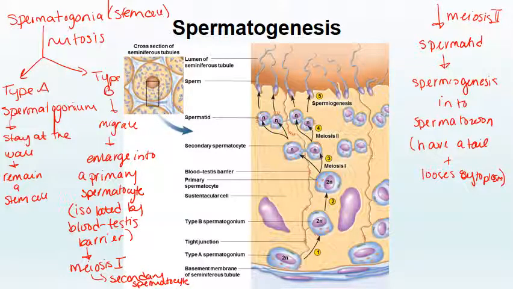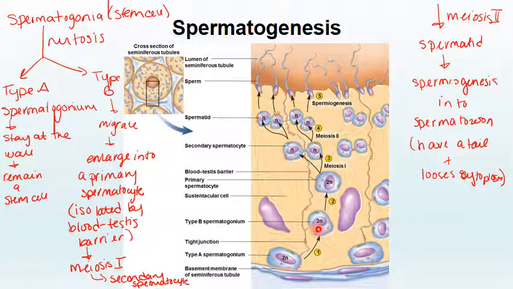So this is sort of the overall process, and maybe having it written out is going to help us a little bit. So we have division of our stem cells, and we're going to get 2 types of cells. So we get a type A spermatogonium, which is going to be a stem cell. It's going to stay at the wall. It's going to go through mitosis again. The other type is our type B spermatogonium. This spermatogonium is still identical to our original cell, so it still has 46 chromosomes, not an issue.